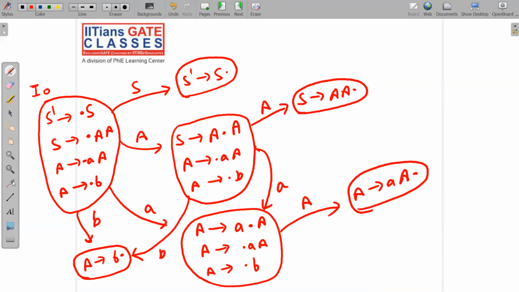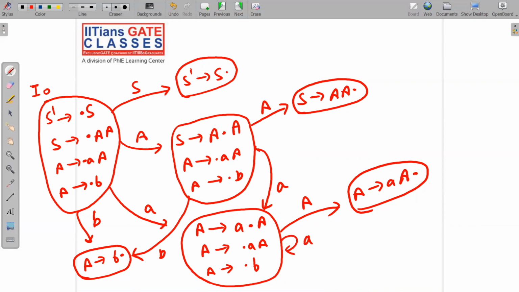Now on reading small a, you can imagine we will come back here. It's your homework, please try to find it. On reading small a, the dot will move one position to the right, so A implies a dot A. This will be the case. So I think you have got it. We will come back here on reading small a.